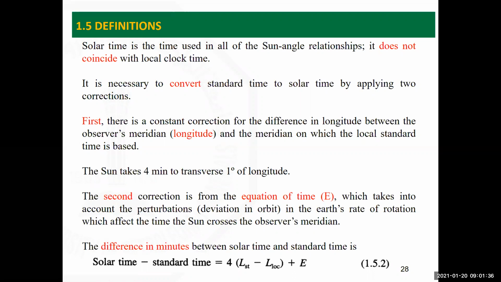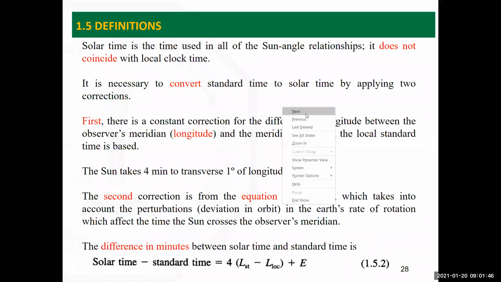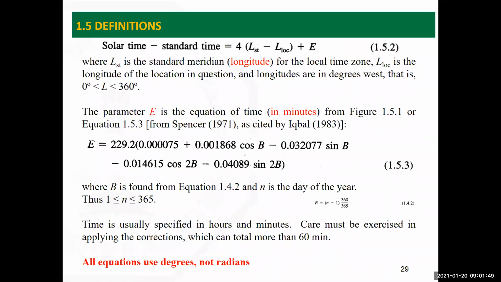The difference between both of these values, the solar time and the standard time, is given by a certain equation. The equation is shown here: the solar time minus the standard time is 4 times the standard meridian longitude minus the local longitude, plus E, which is the equation of time. And the value of E is given here in that equation. Accordingly, based on the day of the year, we can determine the differences between both of them.